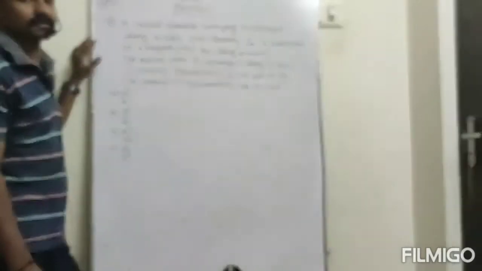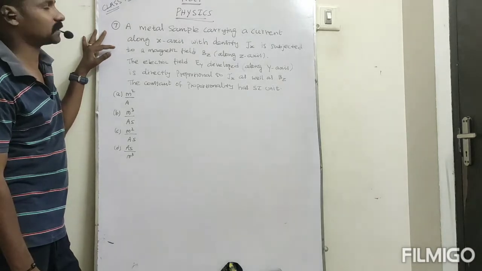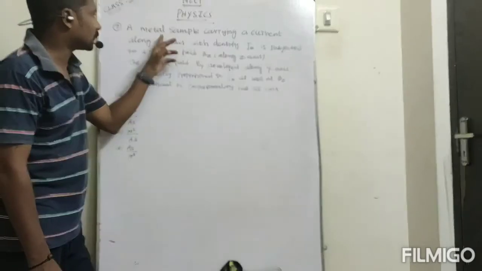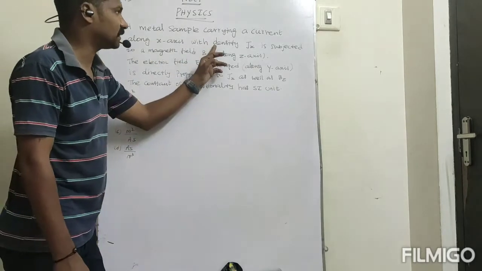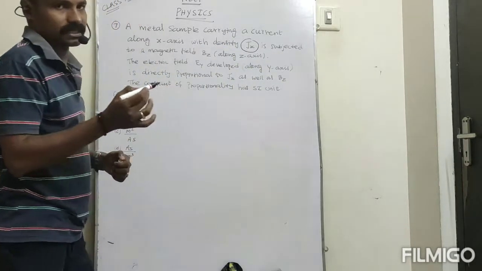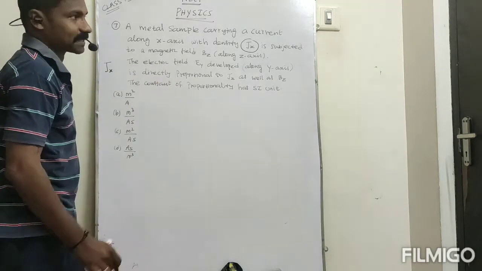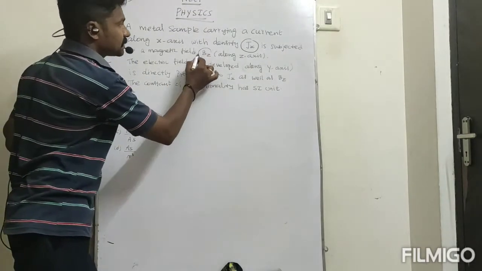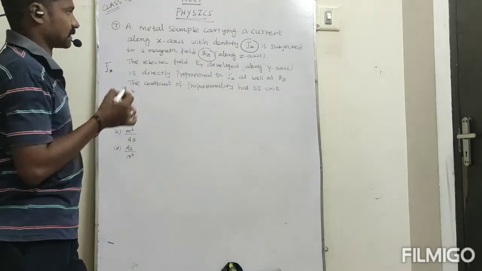Dear students, see the next question from 11th standard, Units and Measurement chapter. The need-based question number 7. A metal sample carrying a current along the x-axis with the current density Jx. Usually the current density is represented by the letter J, so Jx is subjected to a magnetic field Bz, along the Z direction.